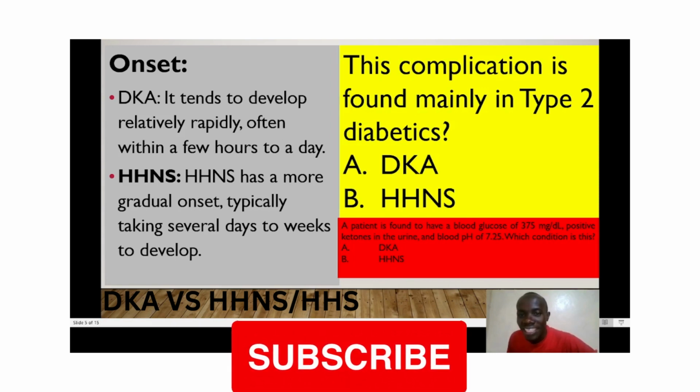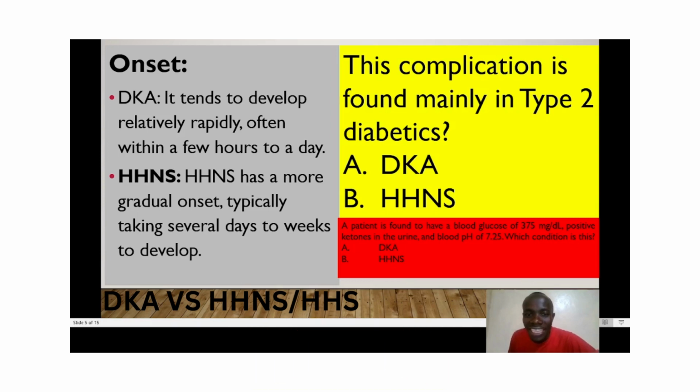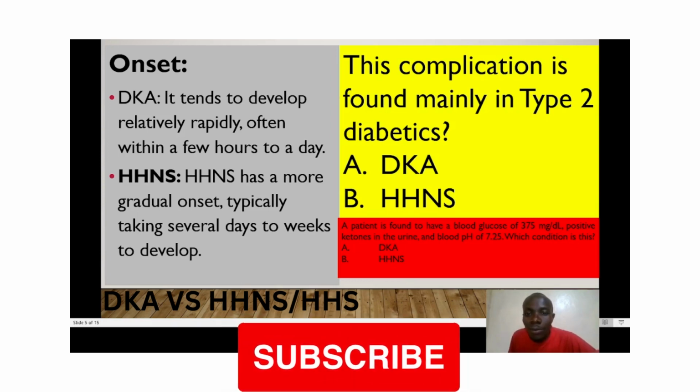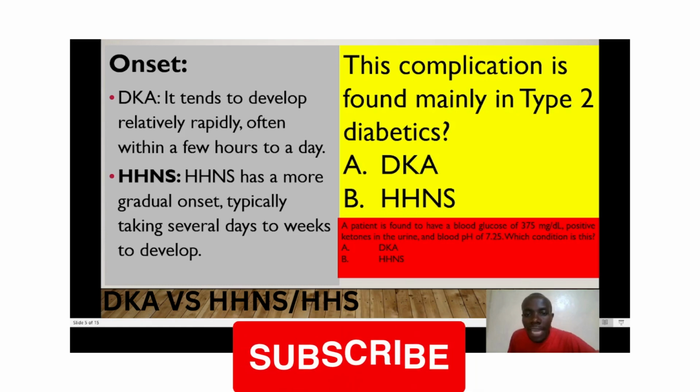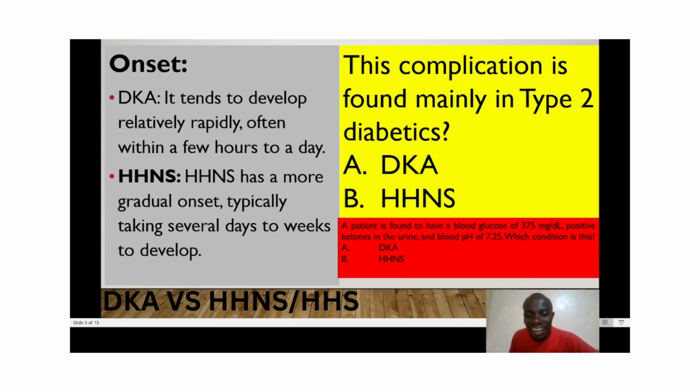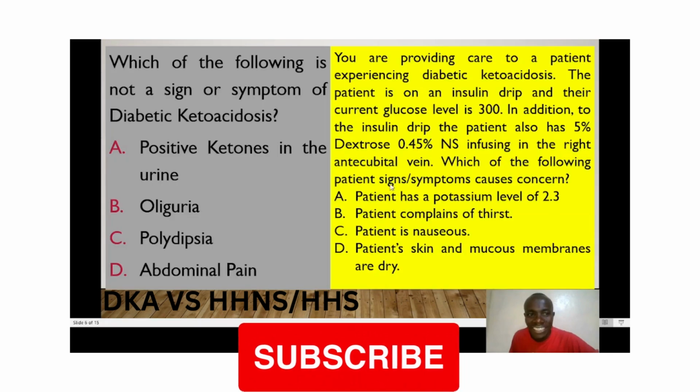HHNS, guys. HHNS, especially the elderly. A patient is found with a blood glucose of 375 milligrams per deciliter, positive ketones in urine, and blood pH of 7.25. Which condition is this, guys? Ketones. DKA. Very good, guys. You're doing great. Very proud of you.